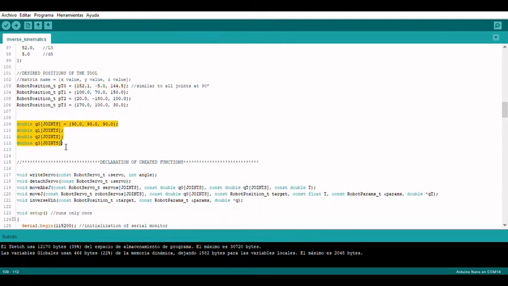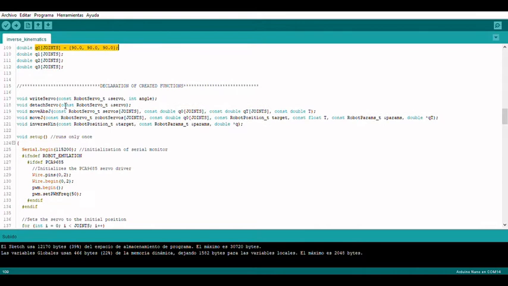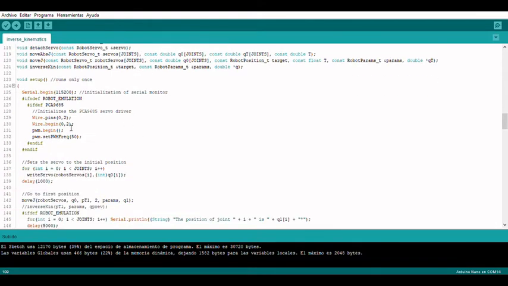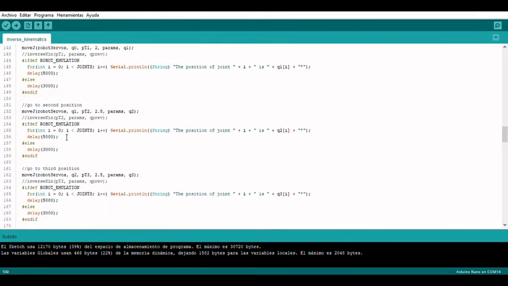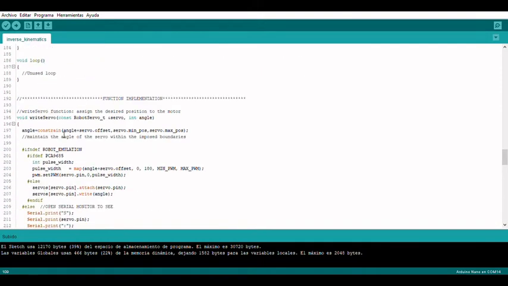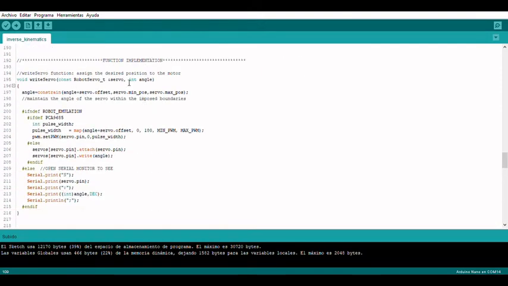And here I have declared some vectors that will contain the value of the joints at each one of these positions. The first one, of course, is the home position. The values are 90, 90, 90. This is the declaration of the created functions, and here we have the code. But first, let's go to the function implementation.